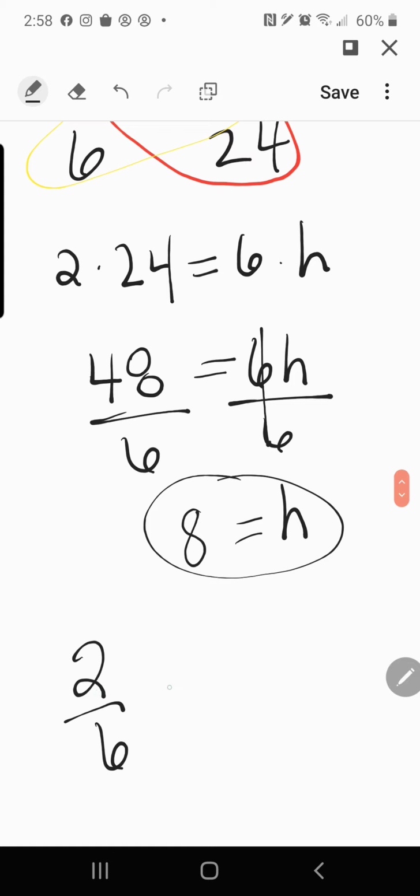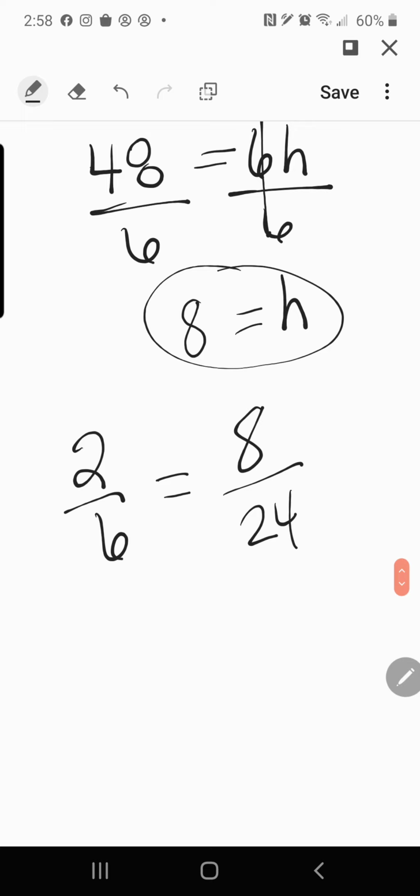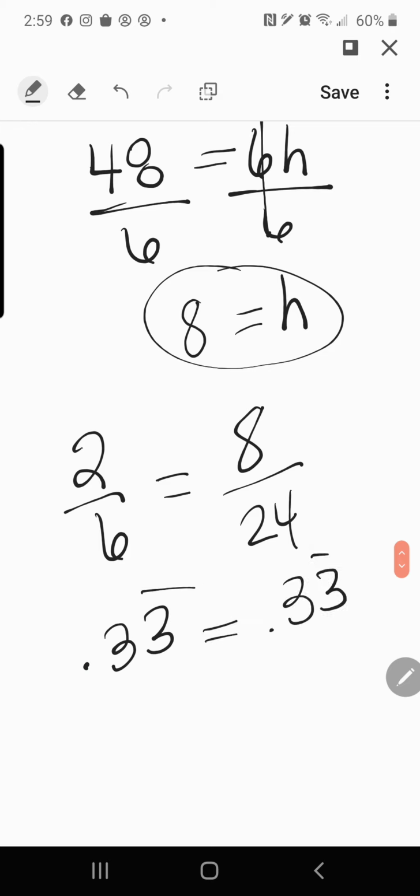2 divided by 6 should be equal to 8 over 24. If we simplify each of these by converting them into a decimal, we find that this is in fact true, because 2 divided by 6 is 0.33 repeating, and 8 divided by 24 is also 0.33 repeating.